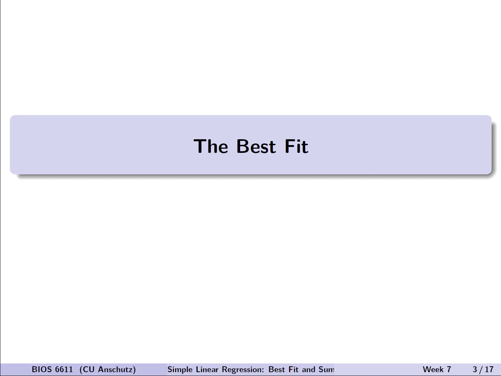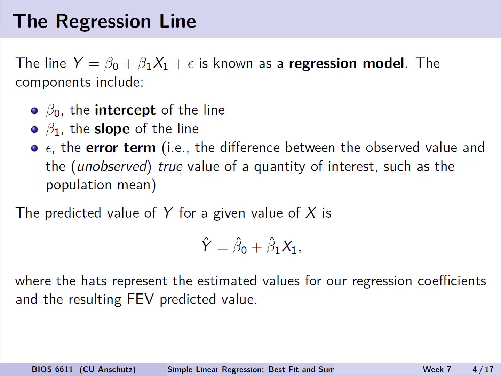So let's start with how we get to calculating a simple linear regression and how the best fit regression line is even wound up at. From our first lecture, we saw that we had this formula known as a regression model, or y equals beta naught plus beta 1 x1 plus epsilon. The components again were the intercept, the slope, and the error term, where that error term is the difference between the observed value and the unobserved true value of a quantity of interest, such as the population mean. We also noted briefly that the predicted value that we ultimately use for inference and drawing conclusions off of is actually represented by this formula with all the hats.